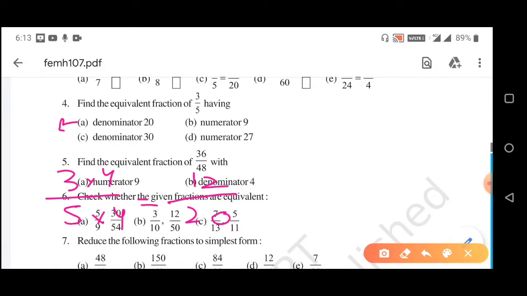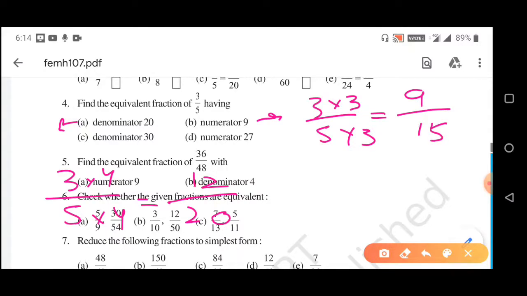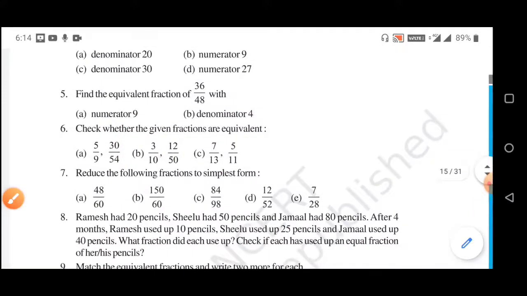For question number B, numerator 9. To get the numerator 9, that means the upper part 9, we have to multiply 3 by 3. Then we have to multiply 5 by 3. So 9 by 15. Question number 5.